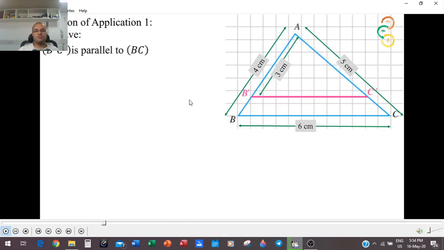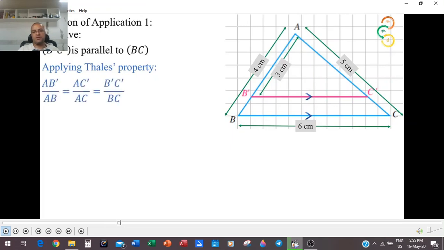We have also B prime C prime is parallel to BC. The measures and parallelism, then we can apply Thales theorem, or Thales property: AB prime over AB equal AC prime over AC equal B prime C prime over BC. And it is required to find first the ratio AC prime over AC.